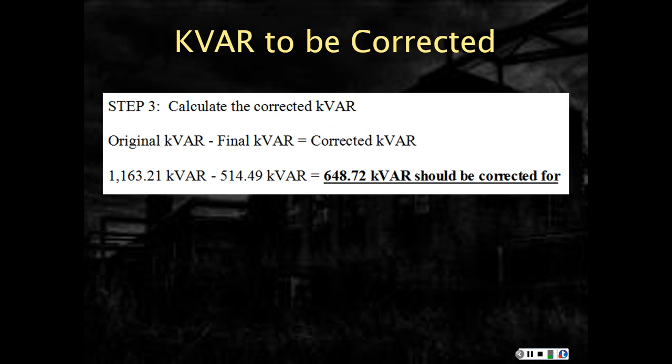Now we can calculate how much kVAR needs to be corrected. We simply subtract the final kVAR that we want to get to from the original. So in this case, we're subtracting 514.49 from 1,163. So we're going to have to correct for 648.72 kVAR.